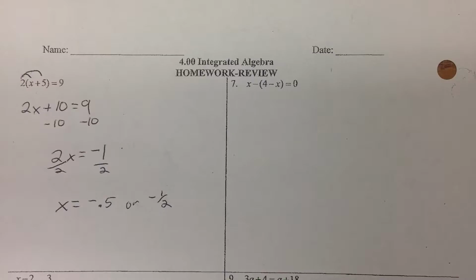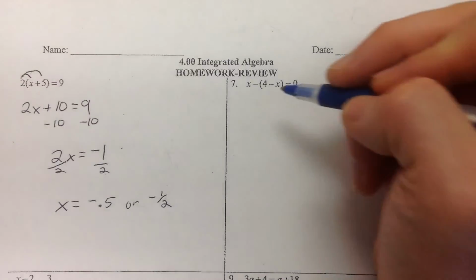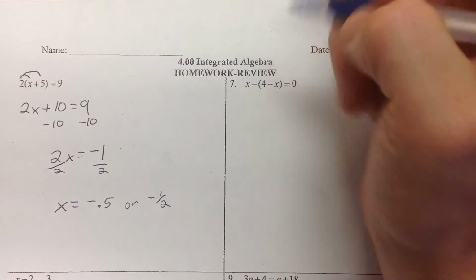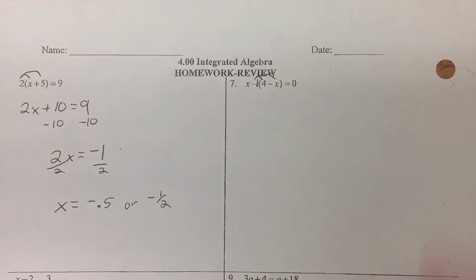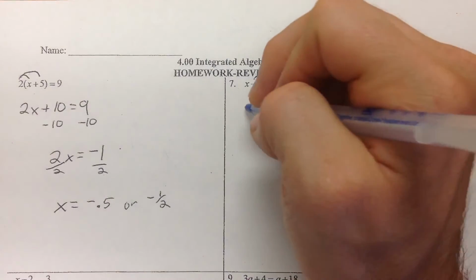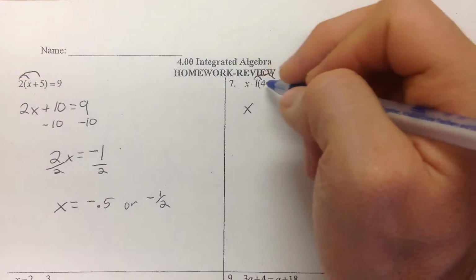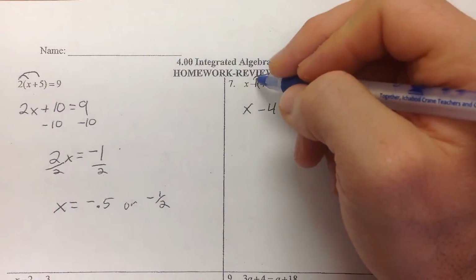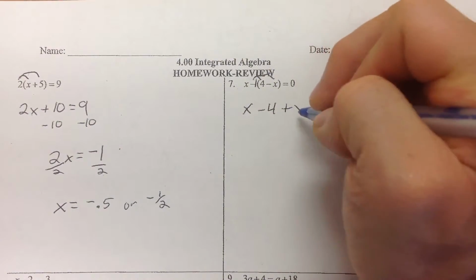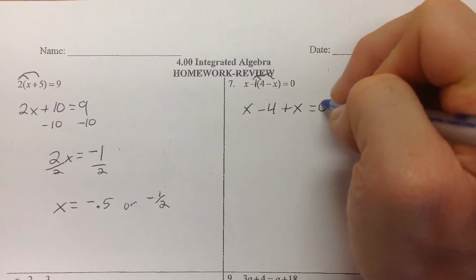And then 2, we have to recognize what we're actually distributing. All right? Even though there's no number here, we have to remember that there's that invisible 1, and that's what's getting distributed to both of these pieces. So it's going to become x, negative 1 times 4 is minus 4. Negative 1 times negative x is positive x equals 0.